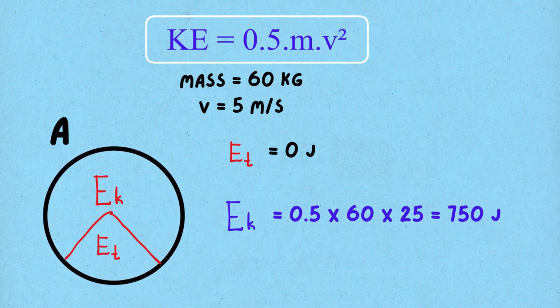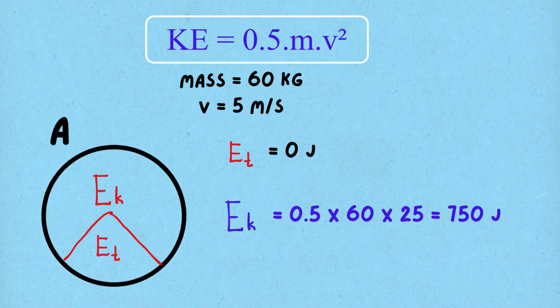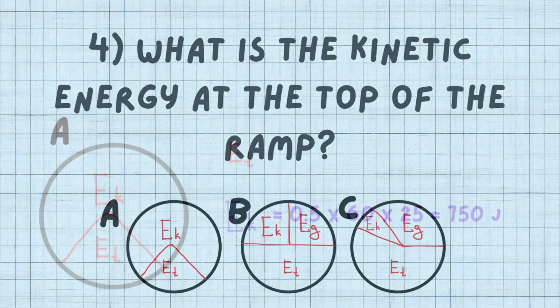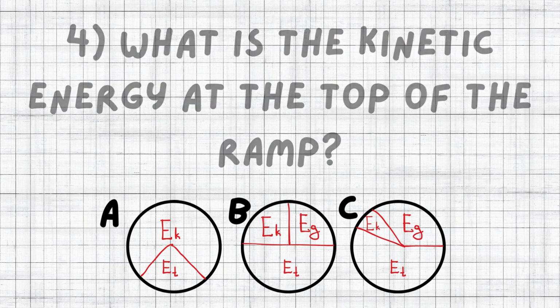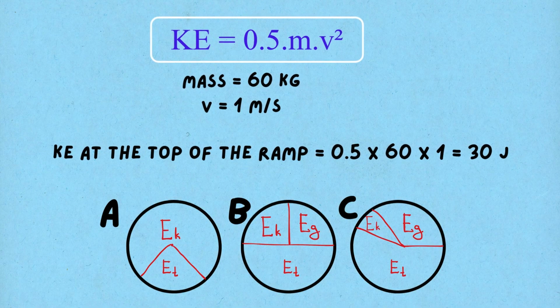Kinetic energy is 1/2 mv squared. Plugging in the values for mass and velocity, we get the kinetic energy as 750 joules. So that is the initial energy. Now we have to figure out the kinetic energy at the top of the ramp. Again, we are just going to use the formula.